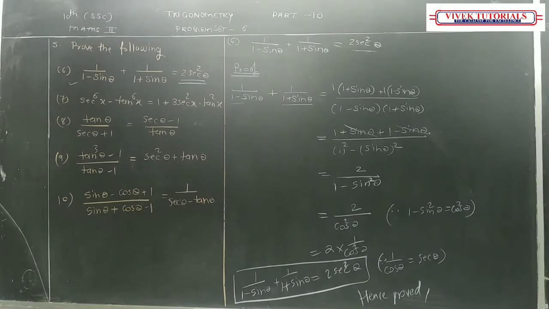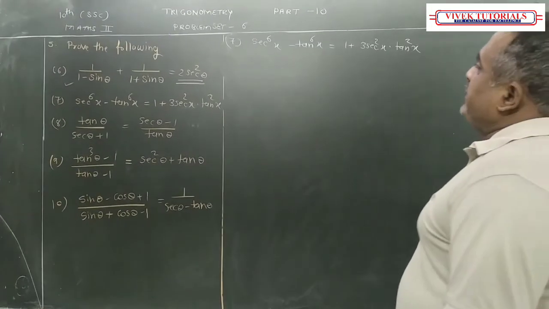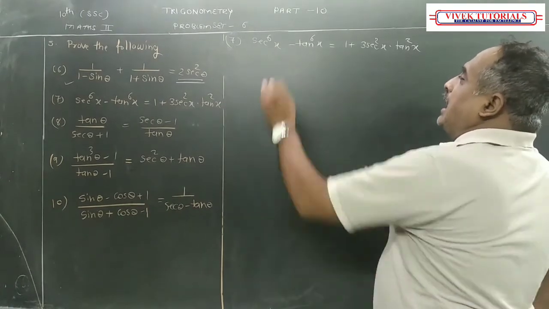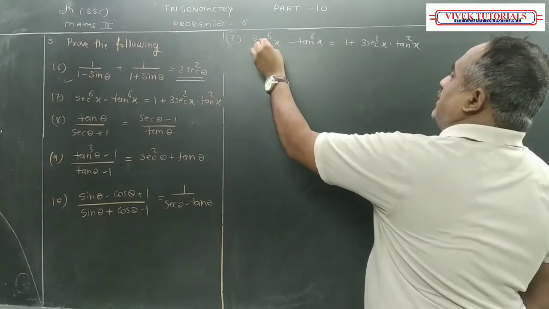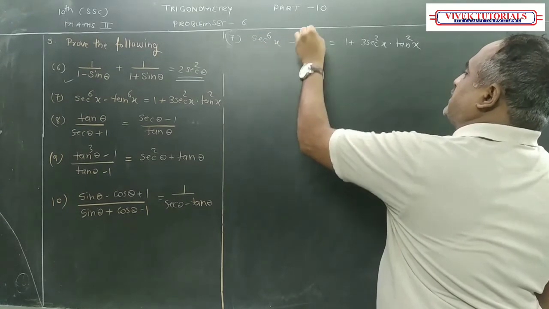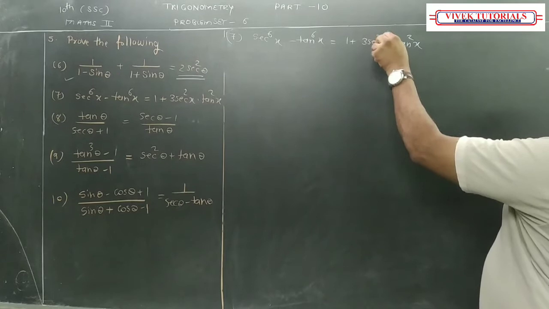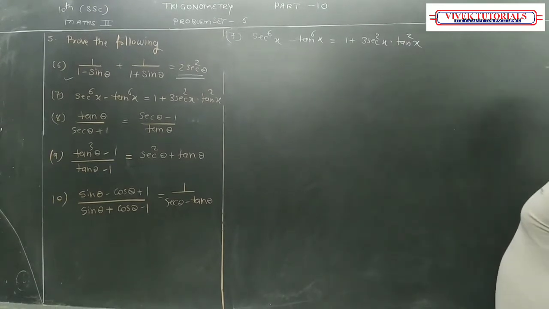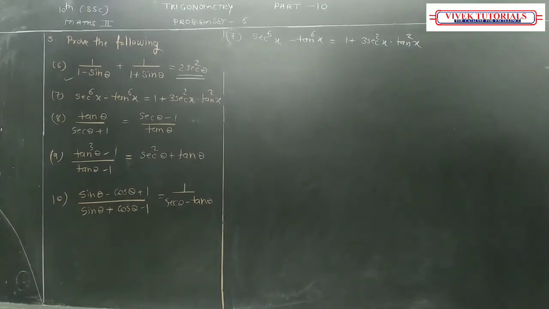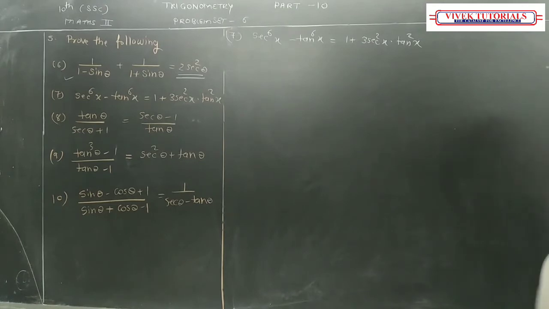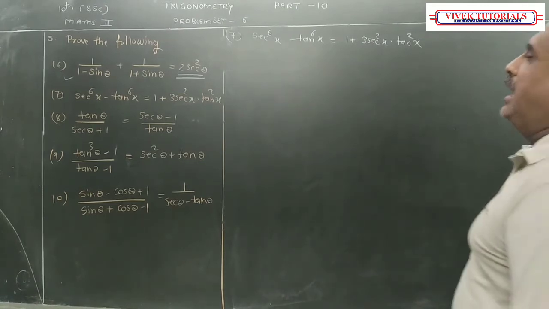Now, seventh question. This is sec raised to 6x minus tan raised to 6x is equal to 1 plus 3 sec square x tan square x. But you should know the basic formulas of algebra, then only it is possible.